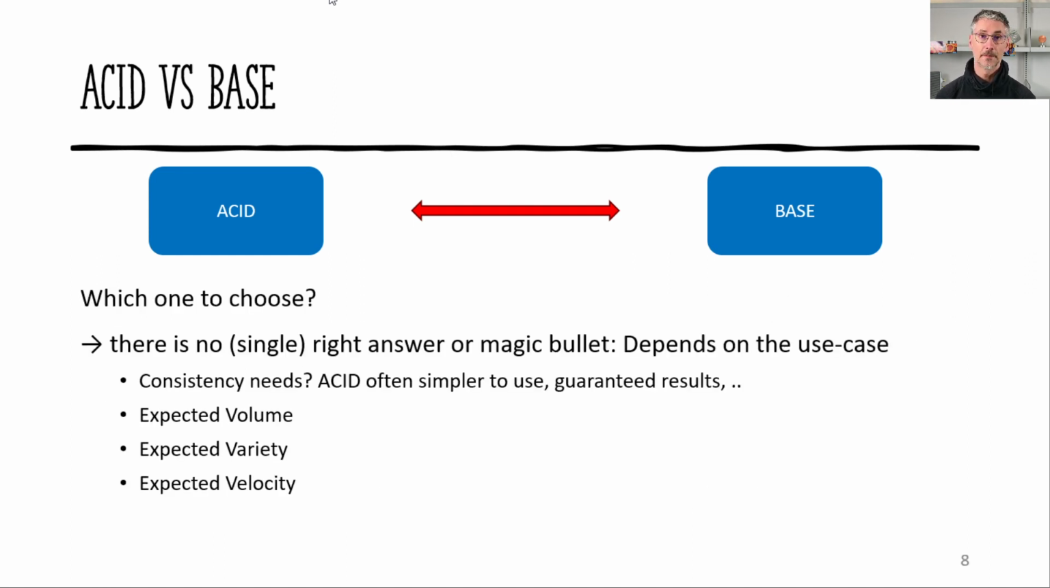What do we choose? Again, there is no single right answer or magic bullet. It depends on what you need to do. What is your use case? What are your consistency needs? Often ACID databases are simpler to use, with guaranteed results and so on, but it also depends on your expected volume of data, the variety, velocity, the so-called 3 V's of big data. It also means how much data do you need to read and write at the same time? Do you care more about availability than consistency?